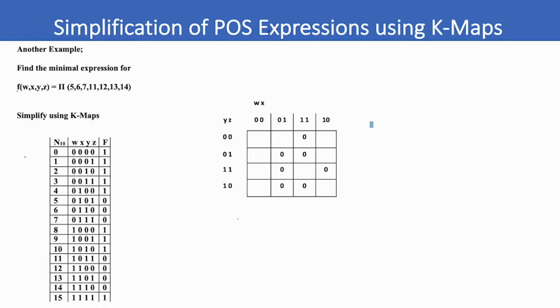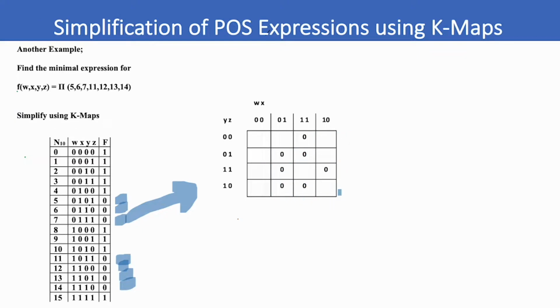Well, let's start with a POS example where we're going to map the zeros of a function and generate the product of sum terms for those zeros. This is the Karnaugh map. And in this map, we've mapped all the zeros of the function. Those are the zeros here, here, here, here, here, here, here. All the zeros are mapped in the function here.